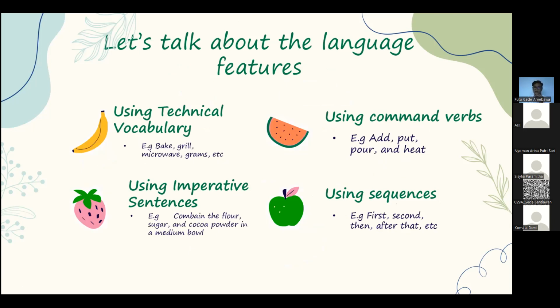So let's talk about language features. There are four language features in a procedure text. The first one is using technical vocabulary, for example, bake, grill, microwave, grams, etc. The second one is using imperative sentences, for example, combine the flour, sugar, and cocoa powder in a medium bowl. The third one is using command verbs, for example, add, put, pour, and heat. And the last one is using sequence, for example, first, second, then, after that, etc.